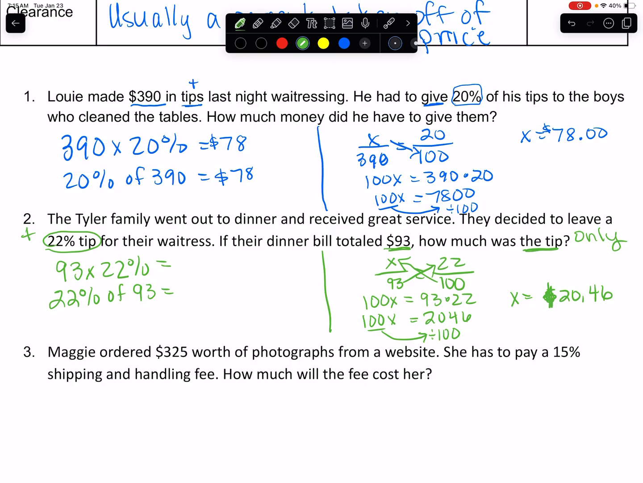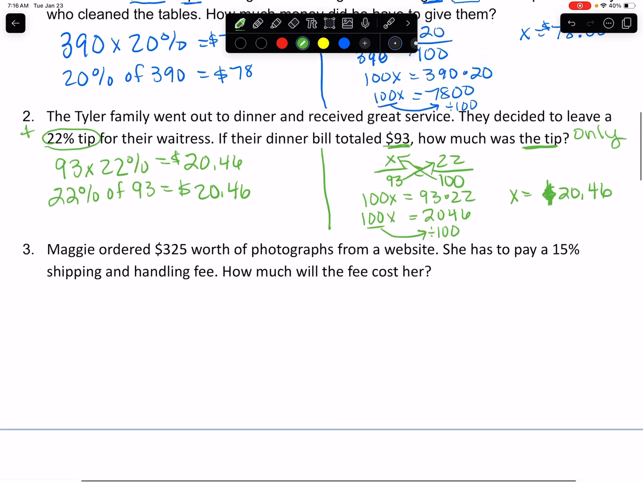Let's verify it with the other two ways. It is just typing it into the calculator. 93 times 22% is $20.46. So I'm showing you that sometimes you don't have to do the proportion setup. If it has both things, that's up to you.